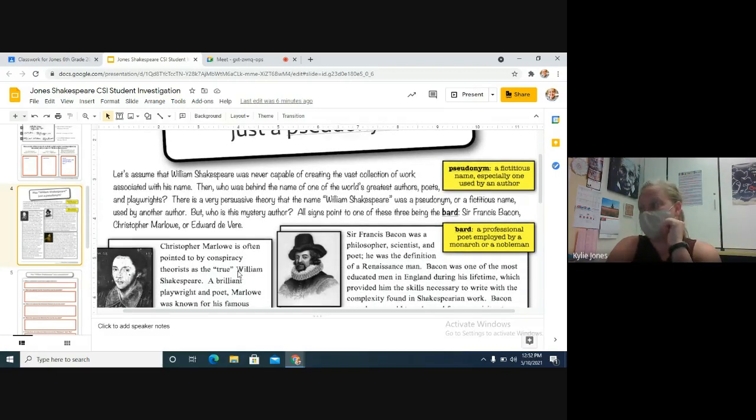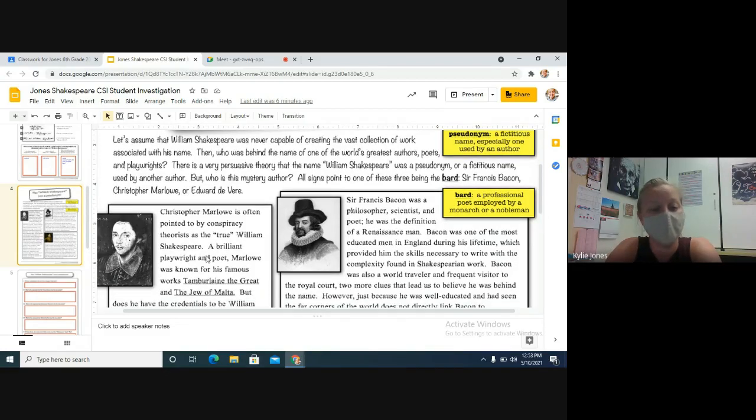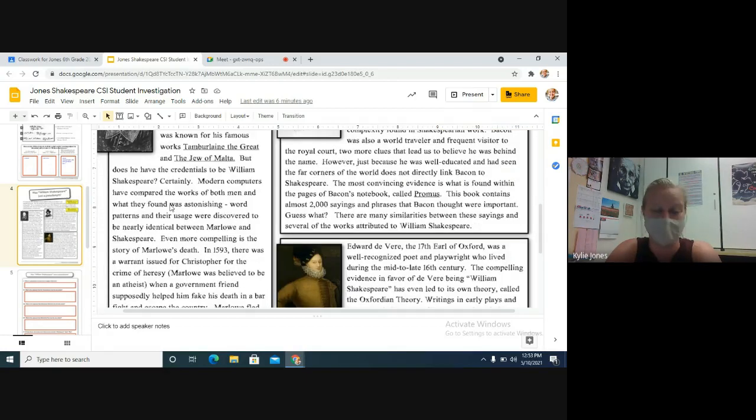Let's read about Christopher Marlowe first on the left. Christopher Marlowe is often pointed to by conspiracy theorists as the true William Shakespeare. A brilliant playwright and poet, Marlowe was known for his famous works Tamburlaine the Great and The Jew of Malta. But does he have the credentials to be William Shakespeare? Certainly. Modern computers have compared the works of both men and what they found was astonishing. Word patterns and their usages were discovered to be nearly identical between Marlowe and Shakespeare.